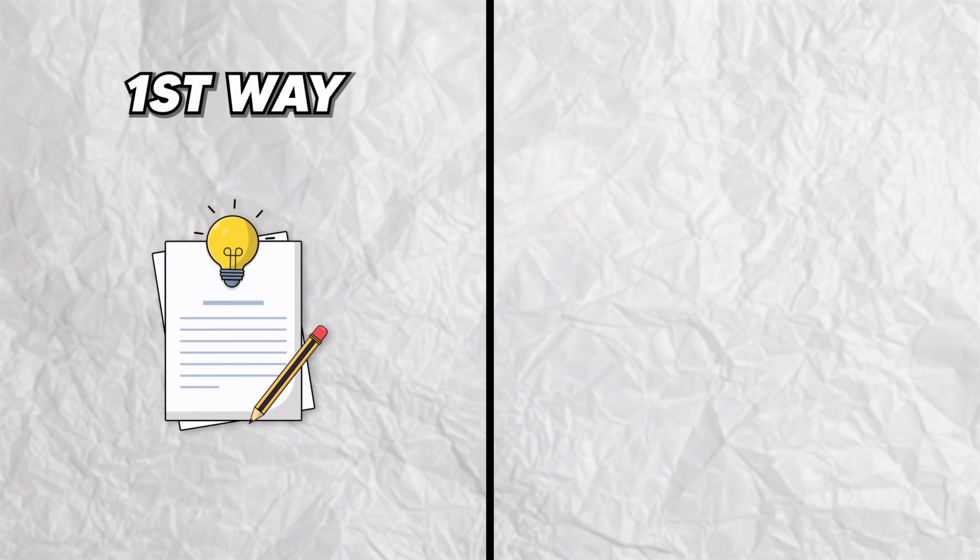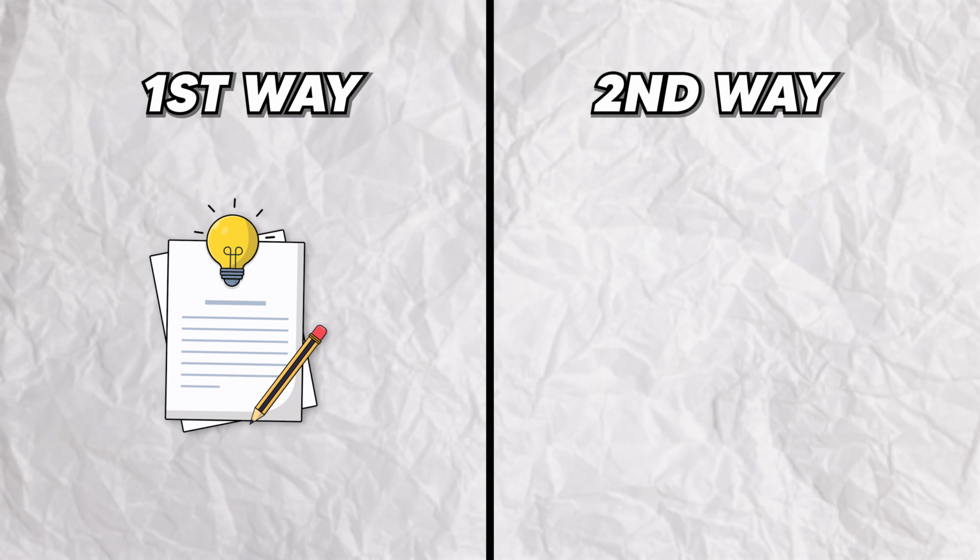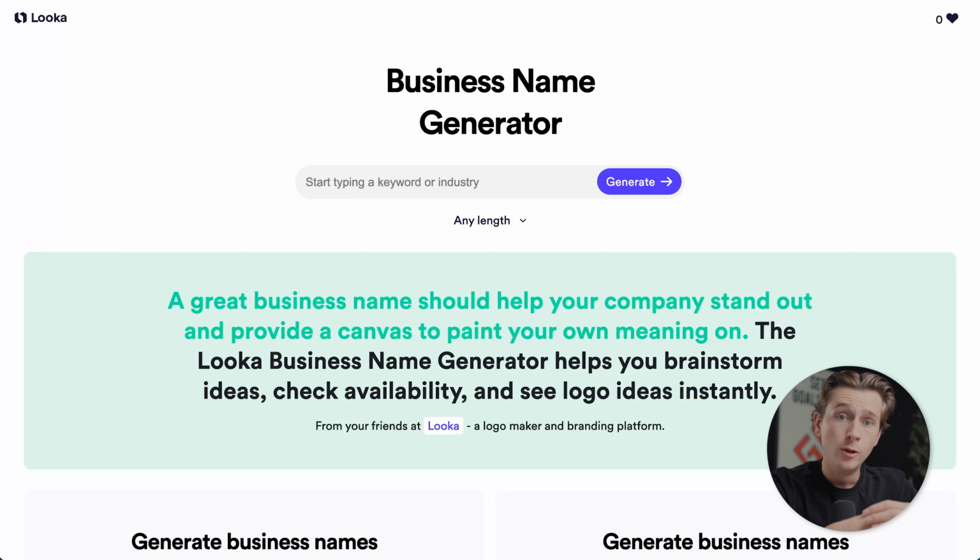Well, the easiest way to get started with brainstorming a business name is two different ways. The first of these is just writing down on a piece of paper a bunch of different words that are associated with your business, which is kind of the old-fashioned way of doing things. And the other way of doing it is by actually hopping on Looka. Looka is a business name generator where you can enter in a couple of different keywords and it will automatically generate a bunch of different business names for you.